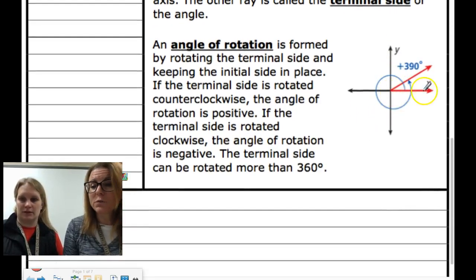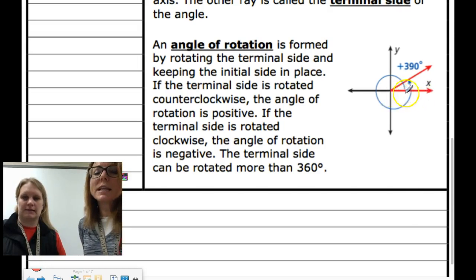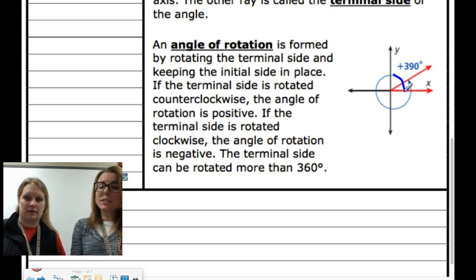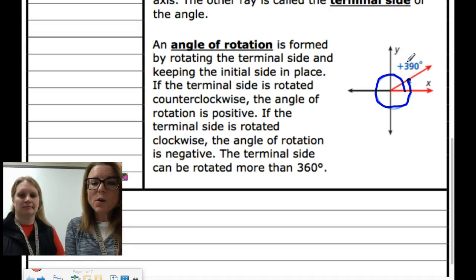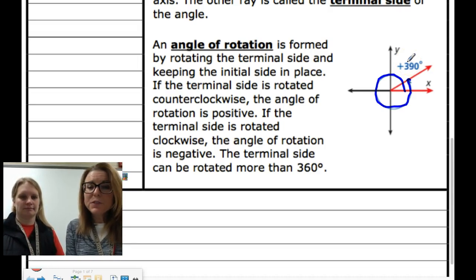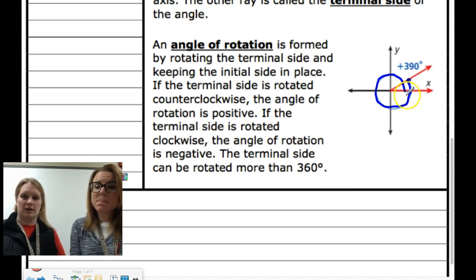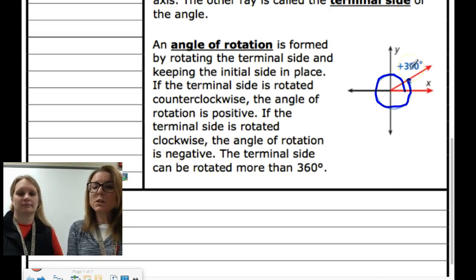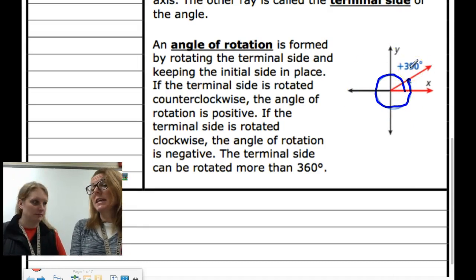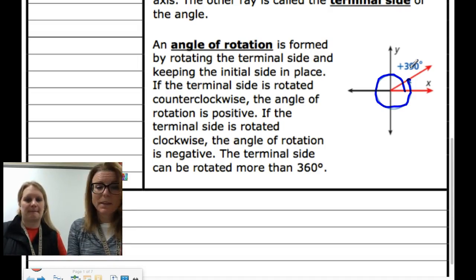So here's our initial side. If the terminal side is rotated counterclockwise, the angle of rotation is positive. One full circle is 360, but then you keep going because we wanted to get our 390. If the terminal side is rotated clockwise, the angle of rotation is negative. So if we had started here and gone this way, it would have been negative. The terminal side can be rotated more than 360 degrees.